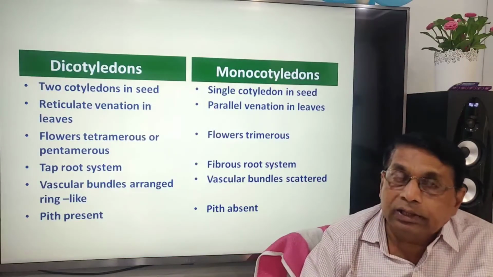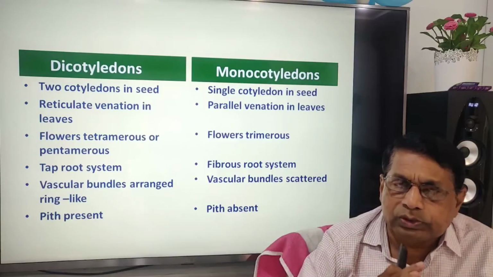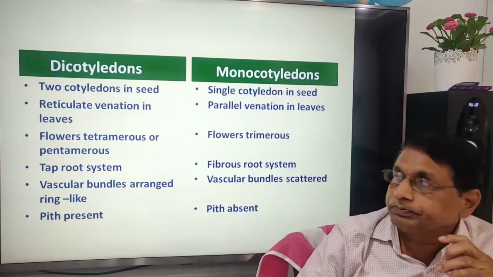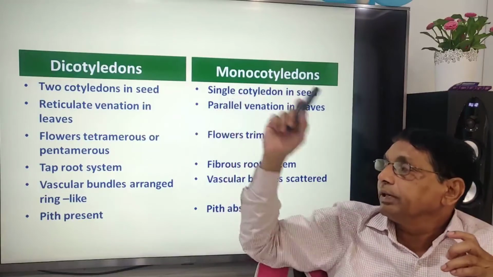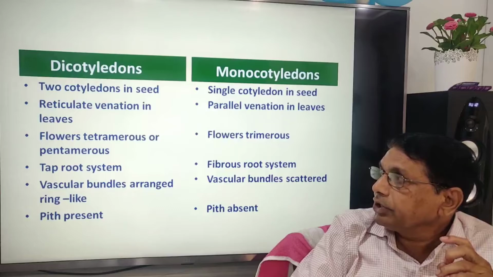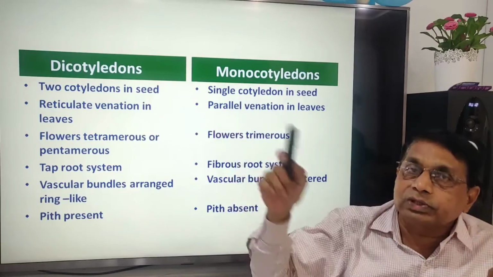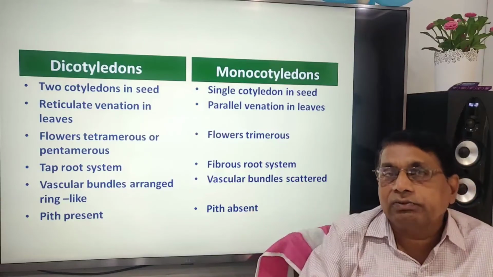Then the angiosperms are well differentiated again into two groups: dicotyledons and monocotyledons. Two cotyledons in the seed, or a single cotyledon, which is called scutellum. Reticulate venation in leaves, or parallel venation. If you see a dicot leaf and a monocot leaf, clearly the venation will be different.